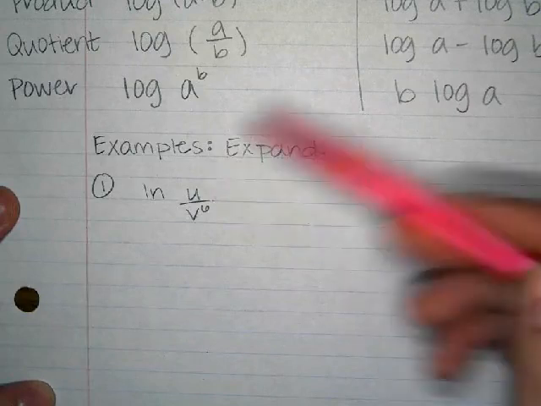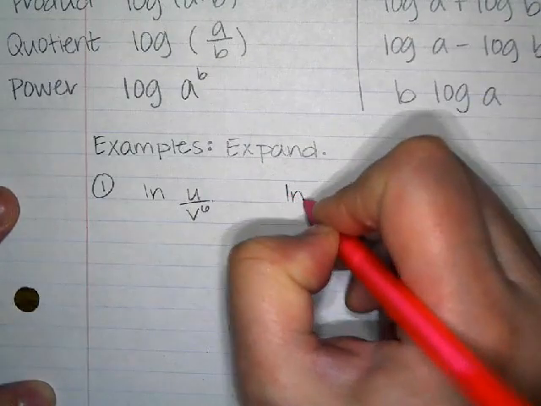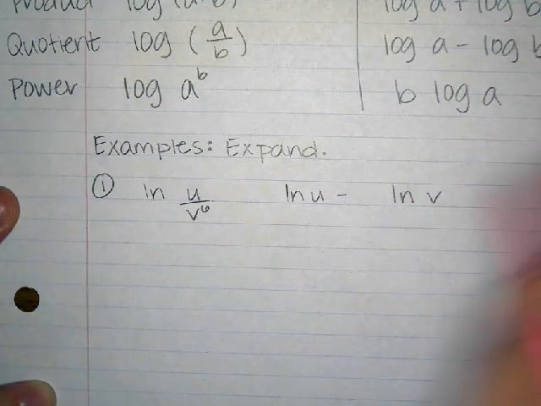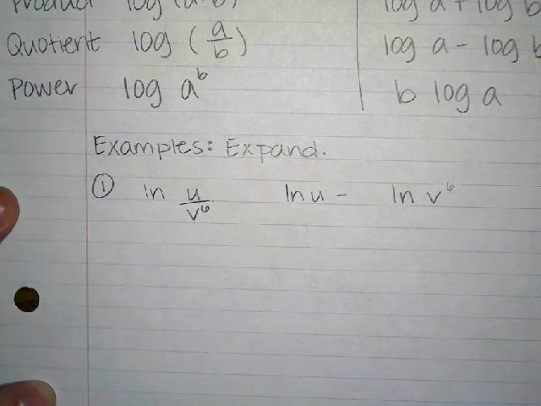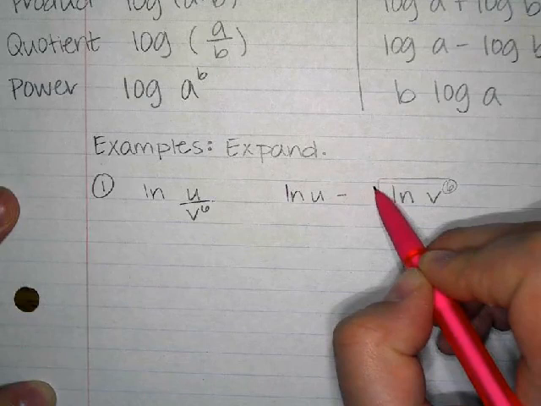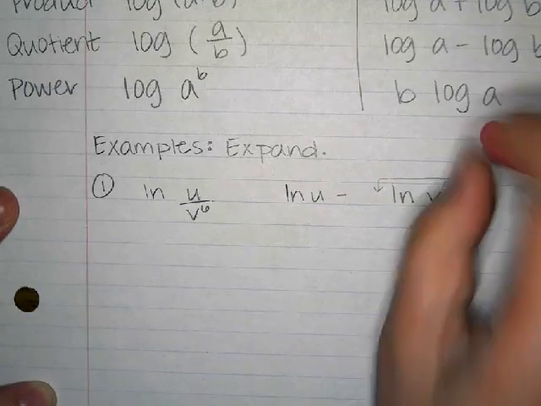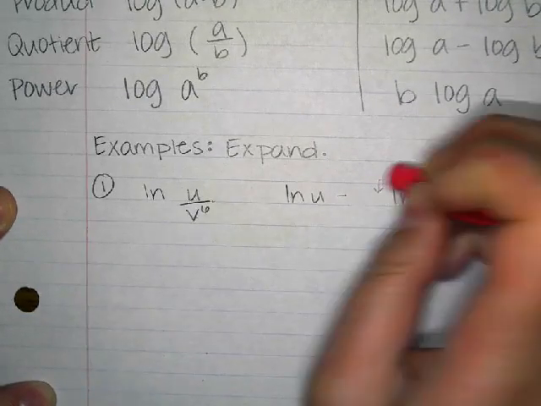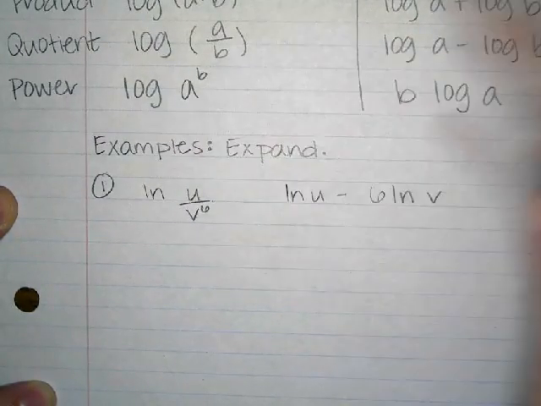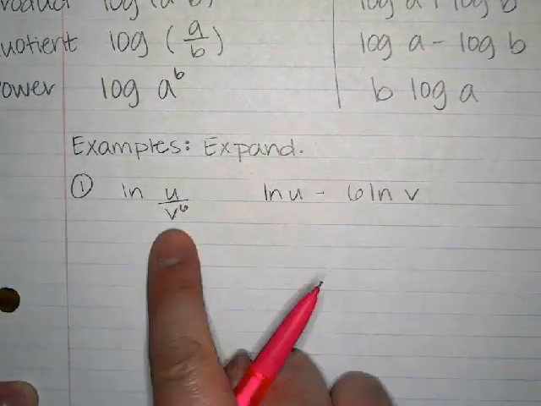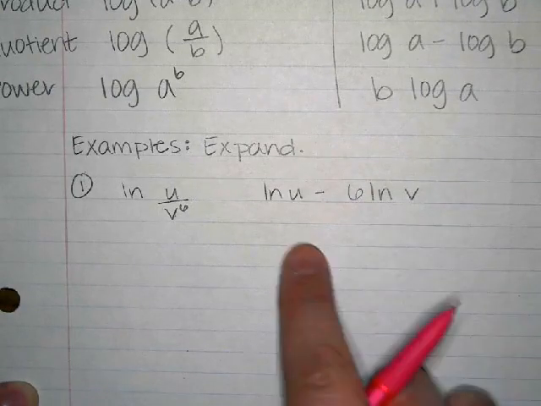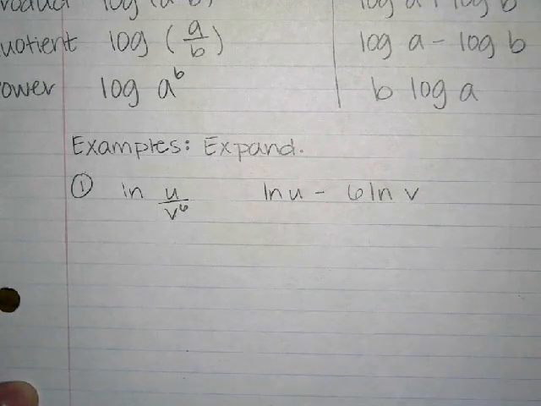ln v. Now the 6 is not going to show up as a 6 like this, right? Because we take an exponent of 6 and we always move it to the front when we're expanding. Okay? So I'm going to take that exponent of 6, stick it right here in the front. The alternative to that is to say minus ln v, minus ln v, minus ln v, and do that 6 times. And please don't do that. So ln u minus 6 ln v.